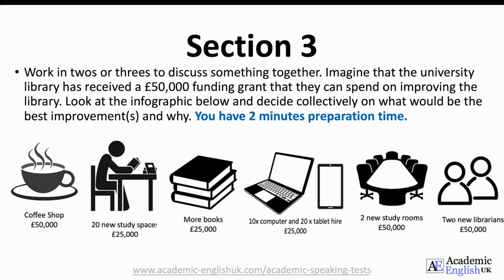Section 3. Work in twos or threes to discuss something together. Imagine that the university library has received a £50,000 funding grant that they can spend on improving the library. Look at the infographic below and decide collectively on what would be the best improvement or improvements and why. You have 2 minutes preparation time. You can write notes if you want to. Set your stopwatch for 2 minutes and prepare.